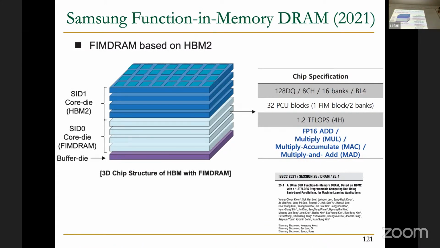Remember, 3D stack memory, multiple layers of DRAM on top of some logic layer buffer die called in HBM. What Samsung did with this function in memory or FIMDRAM or HBM PIM, now more recently they are calling it HBM PIM, is that they modified some of the layers, these 4 different layers at the bottom. They modified them to embed some small processor inside, near the memory banks, one computing block or PCU block in between 2 memory banks.